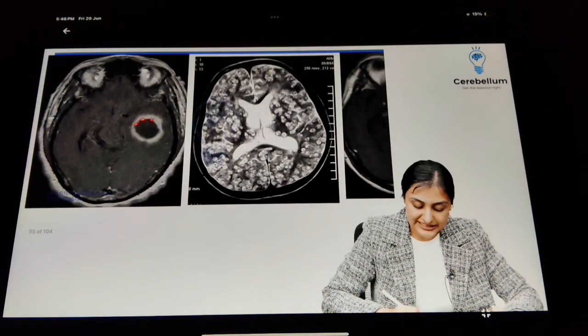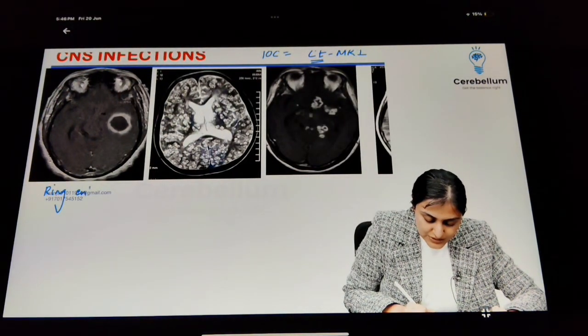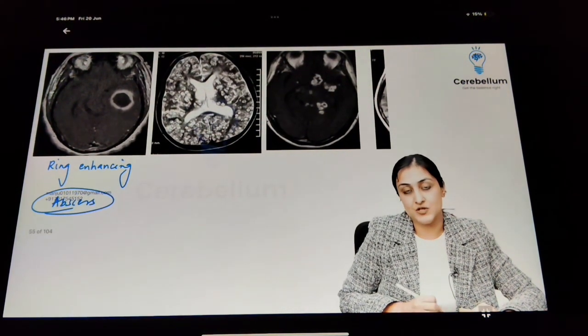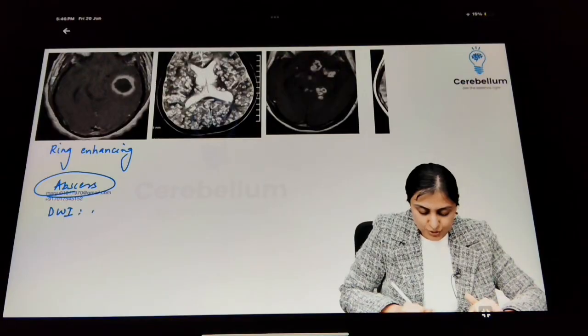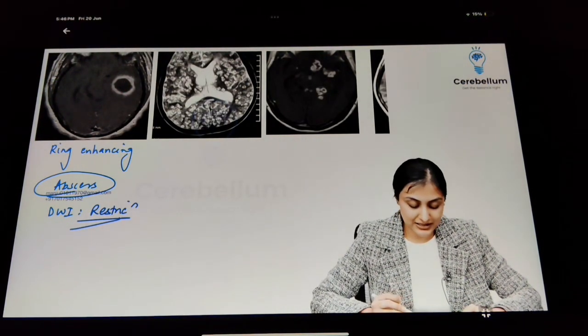You can see that there is a lesion which shows enhancement in the periphery. So what is this, a ring enhancing lesion? Whenever you see such a ring enhancing lesion, this is a cerebral abscess. So this is a brain abscess. If we do diffusion weighted imaging, we remember this can show us diffusion restriction because of the pus in the central part. This will show restricted diffusion. So this is a ring enhancing lesion, which is an abscess.